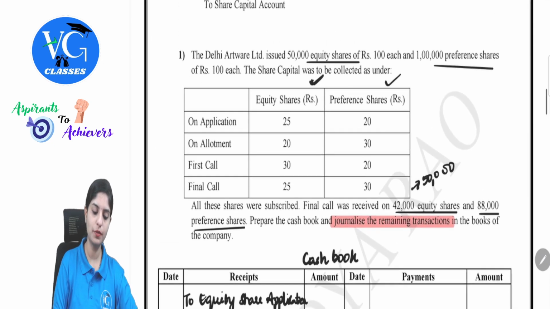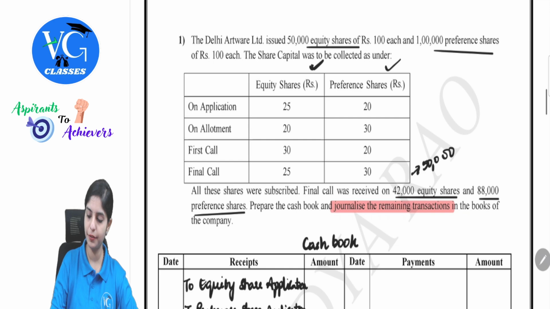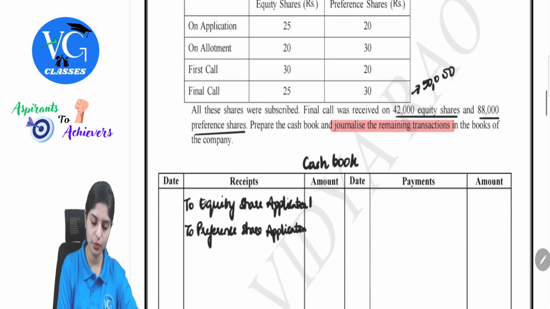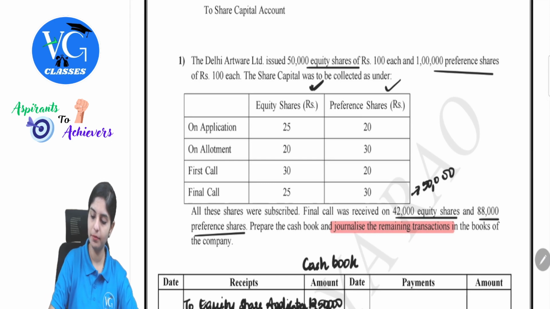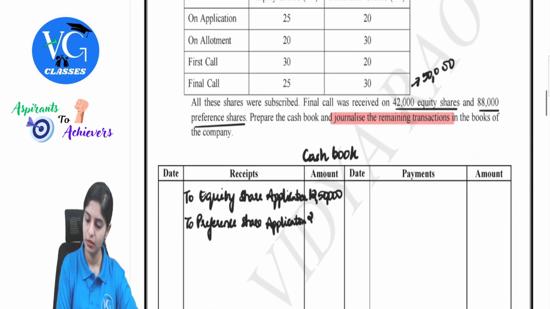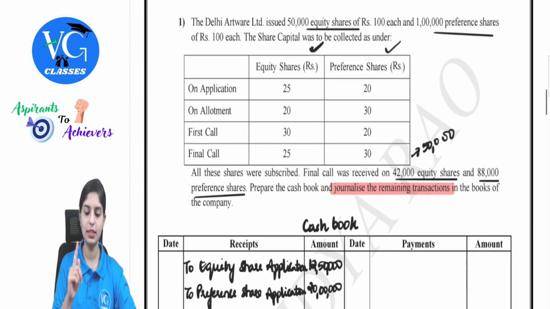How much was for equity? Total number of shares is 50,000. On application, they're receiving 25. So this is 12 lakh 50,000. Preference shares is 1 lakh into 20. This is 20 lakh. So this is the first entry.